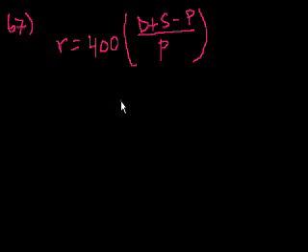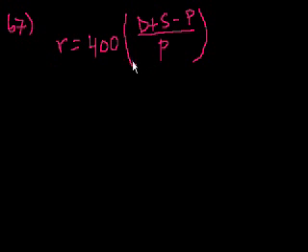If stock is sold 3 months after it is purchased, the formula above relates P, D, S, and R, where P is the purchase price of the stock, that's the purchase price. D is the amount of any dividend received, fair enough. S is the selling price of the stock. And R is the yield of the investment as a percent, fair enough.